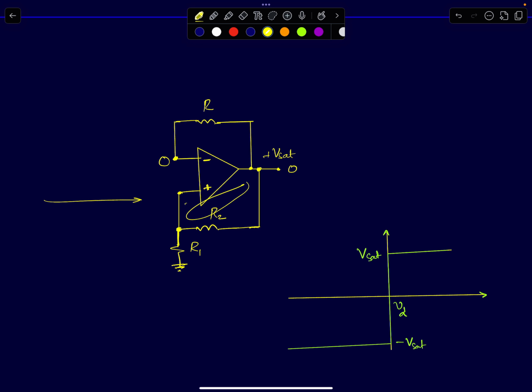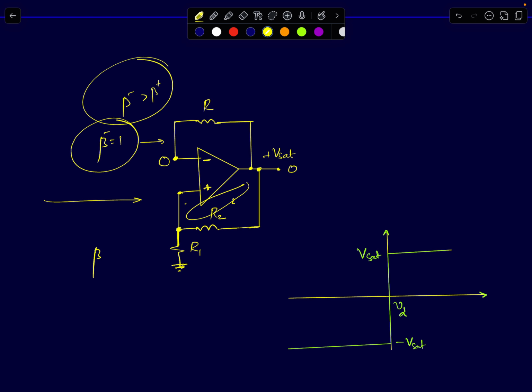So this is the positive feedback path, and the feedback factor here is beta, and in the negative feedback path the beta is equal to 1. The feedback factor is equal to 1. I'm calling it beta minus, that's equal to 1. Now here if you see, the negative feedback path's feedback factor is greater than the positive feedback path's feedback factor. Beta minus is greater than beta plus. So therefore the circuit has an overall negative feedback.